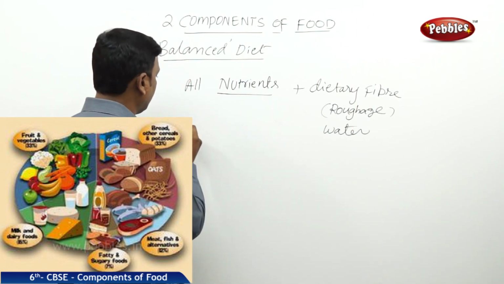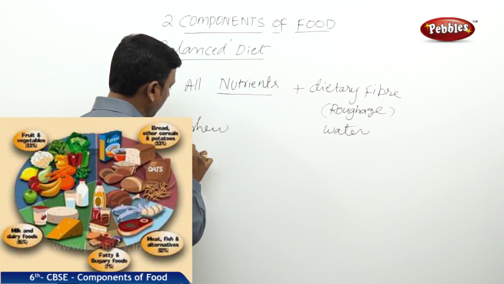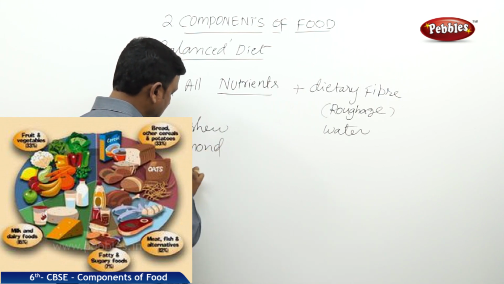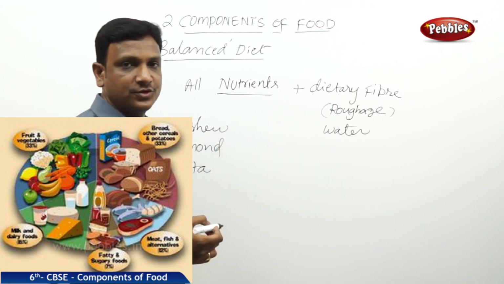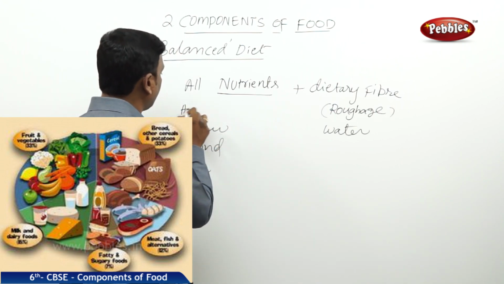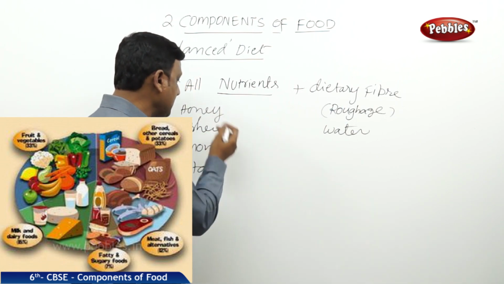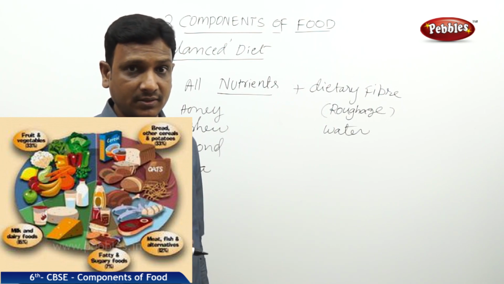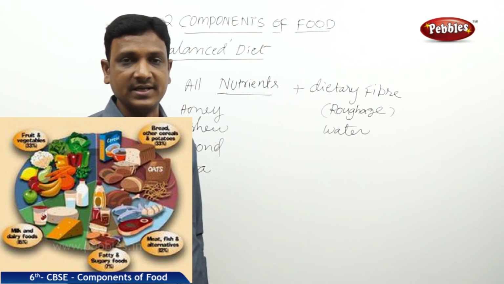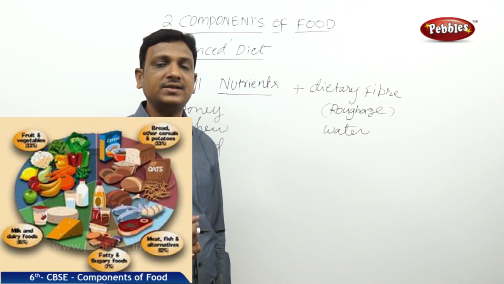Cashew, almond, pista. These kinds of dry fruits I would like to add. I would like to add honey. These are all costly, expensive items. So people may be under the assumption that a balanced diet is very costly and expensive, and that all people cannot afford it. It's a wrong assumption.